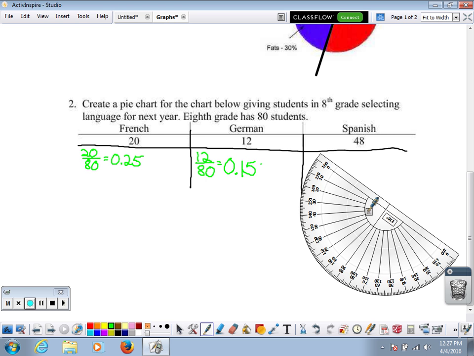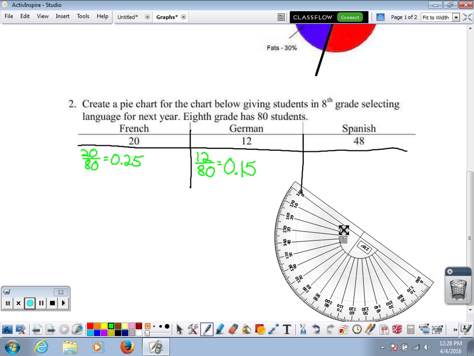0.15. Very good. Okay. How about for Spanish? What would I do for Spanish to find that percentage? What would I do to find that percentage of students planning on Spanish for next year? Logan, what are you doing? We do 48 divided by 80. And what do you get? 0.6. Now, those are the percentages, the decimal percents.